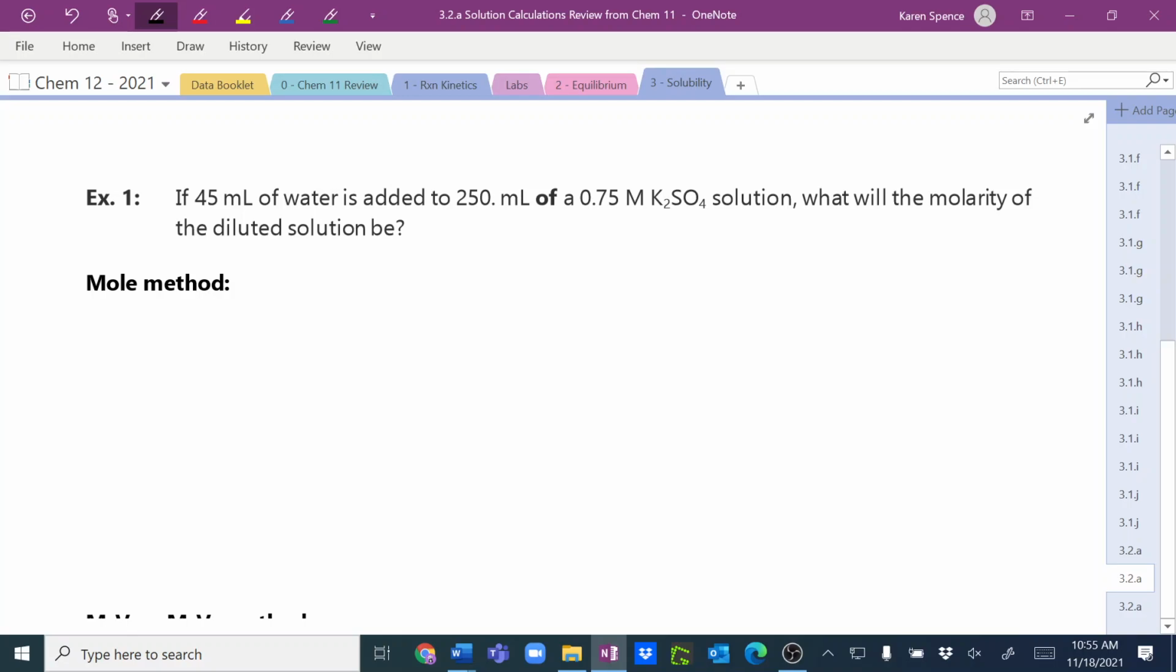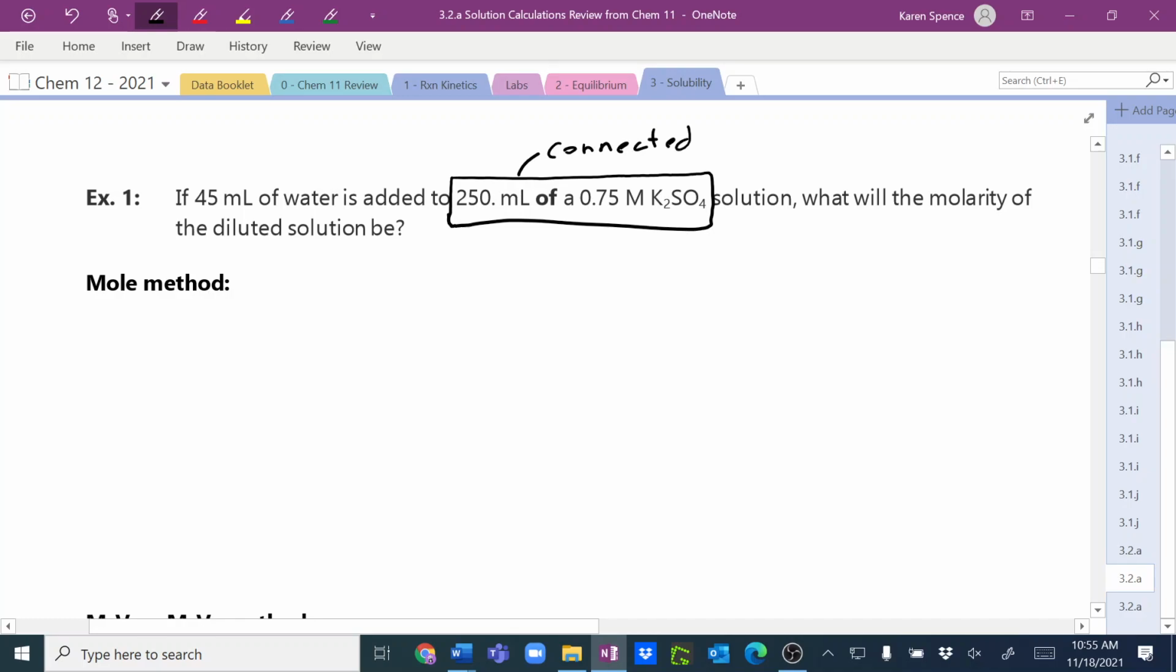If 45 milliliters of water is added to 250 milliliters of a 0.75 molar K2SO4 solution, what will be the molarity of the diluted solution? So first of all, are there any volumes and molarities in there that are connected? Yeah, these two are connected. And the ones that are connected we can use to find moles.